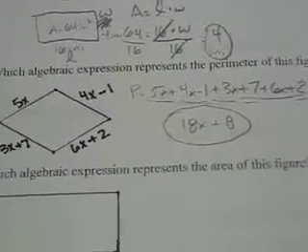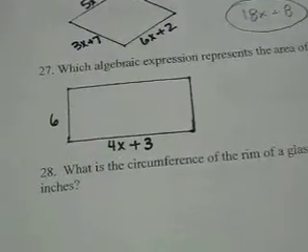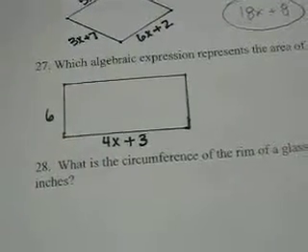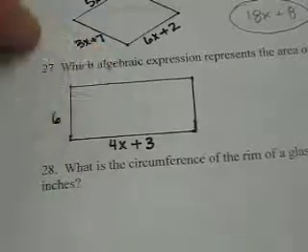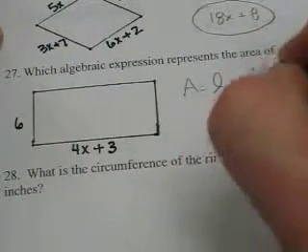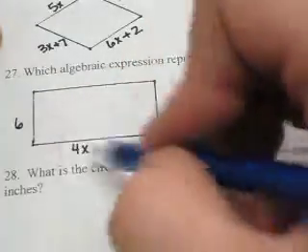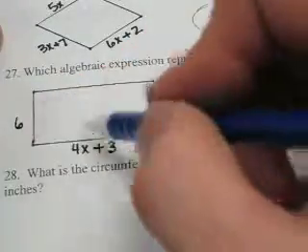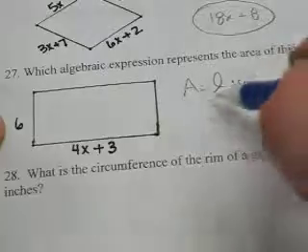So 18x plus 8. Number 27. Which algebraic expression represents the area of this figure? So this is a rectangle, so we know that the area formula of a rectangle is length times width. We know that the length and width are given to us. It doesn't matter which one we call which. We just need to fill those in for length and width.